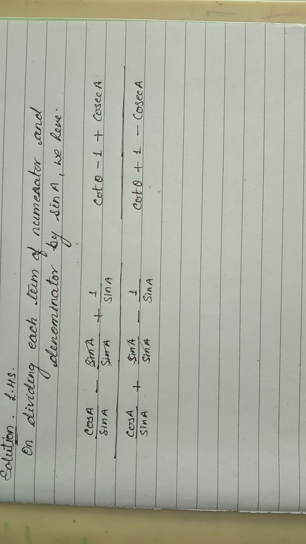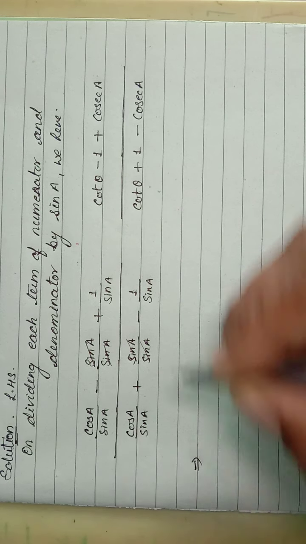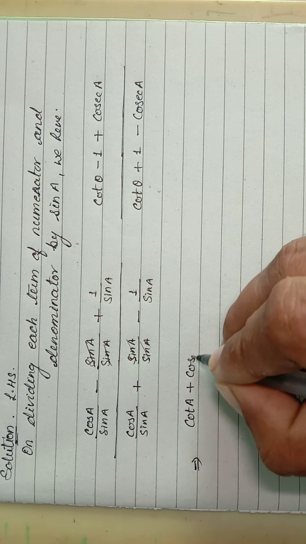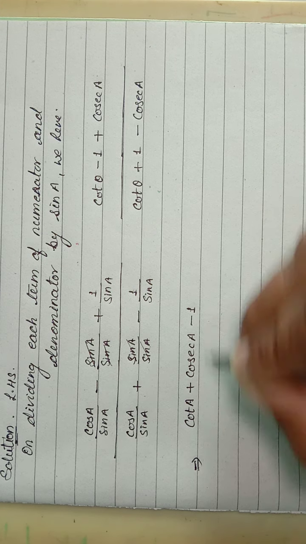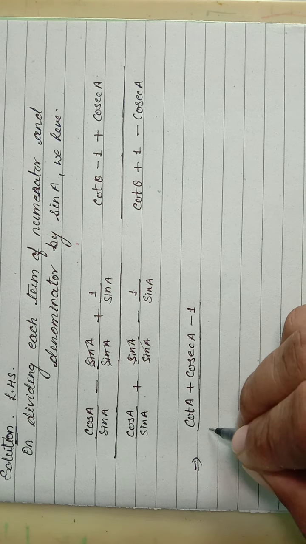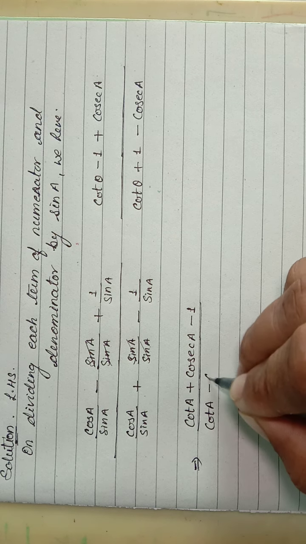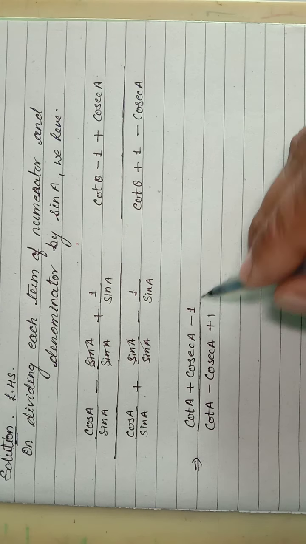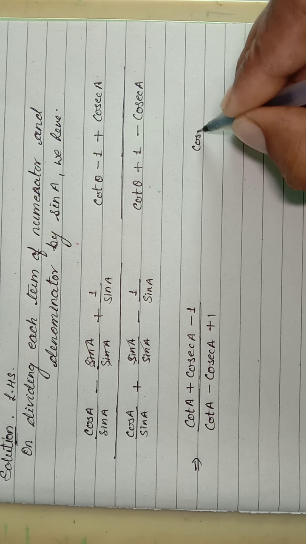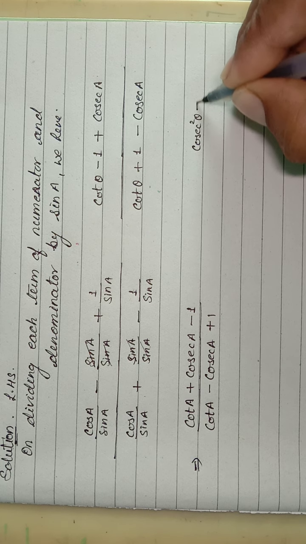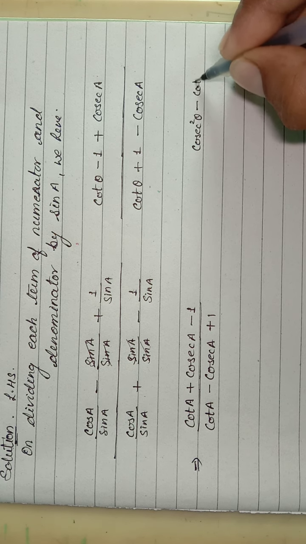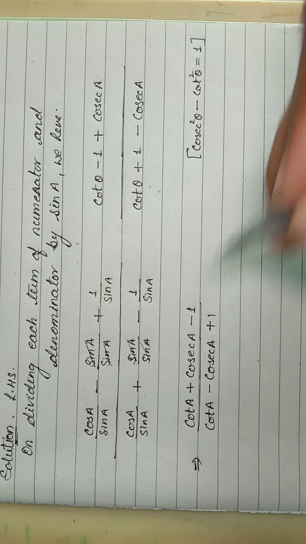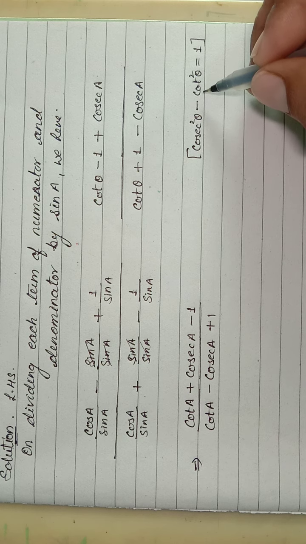Now we are going to write the above information this way. It is cot theta plus cosec theta minus 1, and in the denominator we can write cot theta minus cosec theta plus 1. Now you can see cosec square theta minus cot square theta is equal to 1. So in place of this 1, I can easily write cosec square theta minus cot square theta.